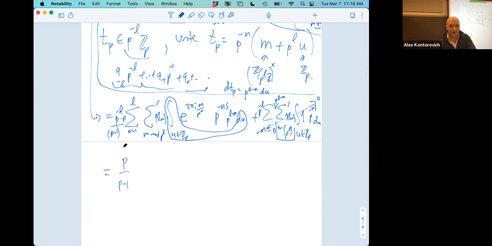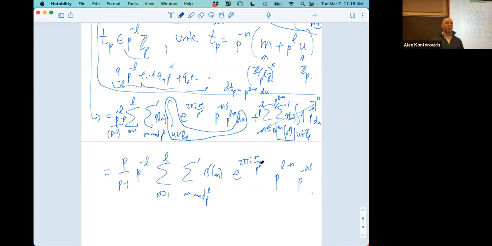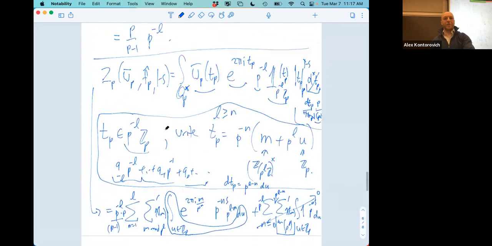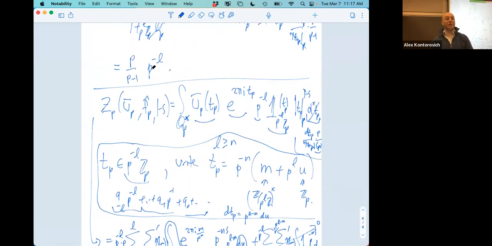Okay, so let's write things nice and good. p over p minus 1 is a constant. p to the minus L is a constant. I have a finite sum, n going from 1 to L. I have a finite sum over m mod p to the L, chi of m, only those m's that are coprime to p. And then an e to the 2 pi i m over p to the n, and then a bunch of constants, p to the L minus n, p to the minus ns. Okay, so all I did is rewrite what we had up there, getting rid of the integral, which is fine. What is the original integral? We are trying to evaluate zeta_p, so we can divide this by that.